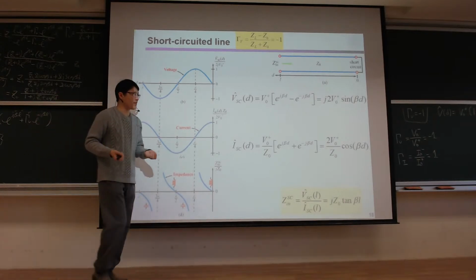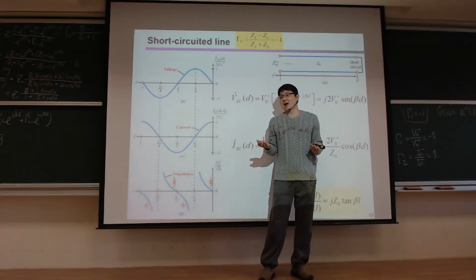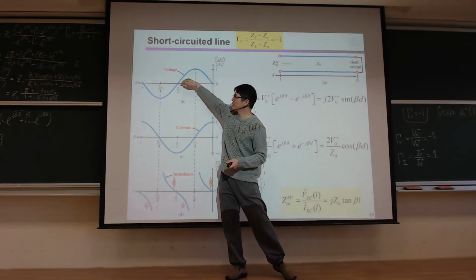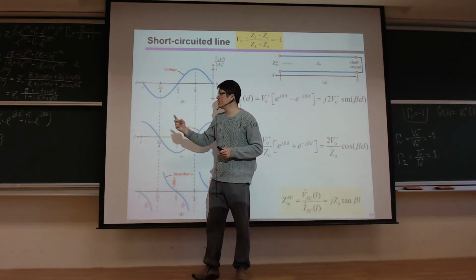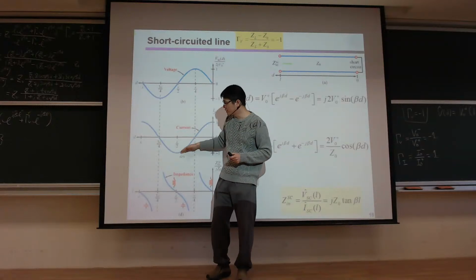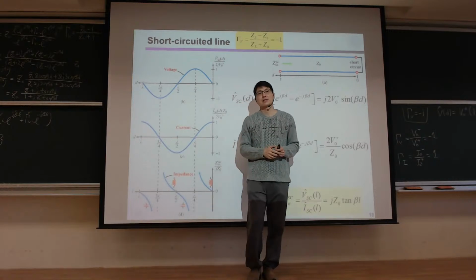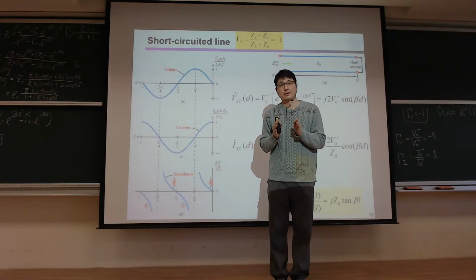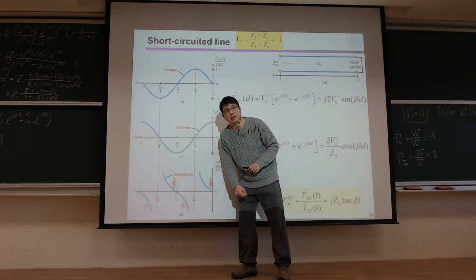If you're really good at math, look at sine beta d, cosine beta d. If you're not very good at math, I'm showing you the plots. Total voltage as a function of distance has a periodicity of lambda, right? Voltage and current have a periodicity of lambda. But the wave impedance has a much shorter periodicity, right? This divided by this gives you a periodicity of lambda divided by 2.